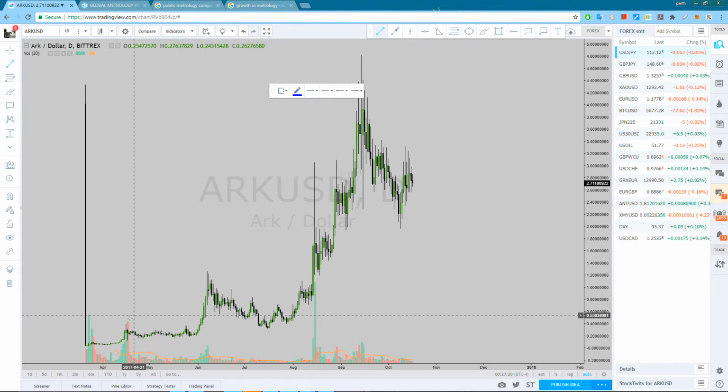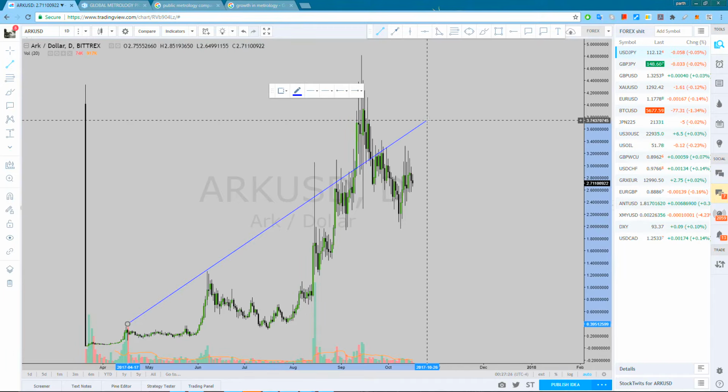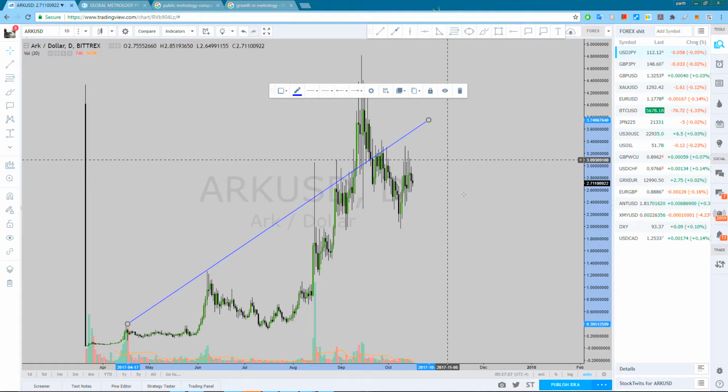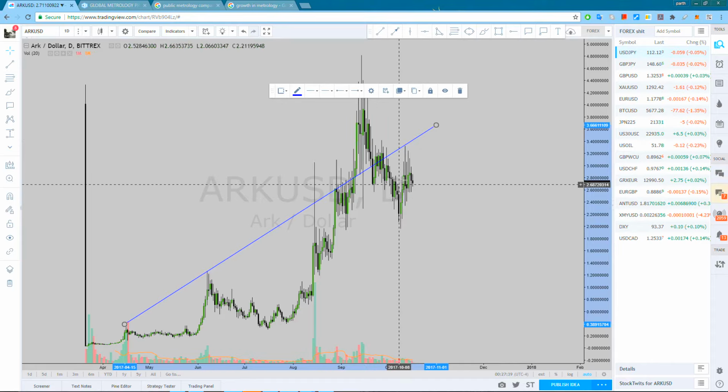As you can see, if we draw out a little channel from this high over here, connecting this, we seem to be following this channel very nicely. As we came up into here, we met some resistance, and obviously we broke that trend line. We couldn't break past it, and we're stumbling around here.